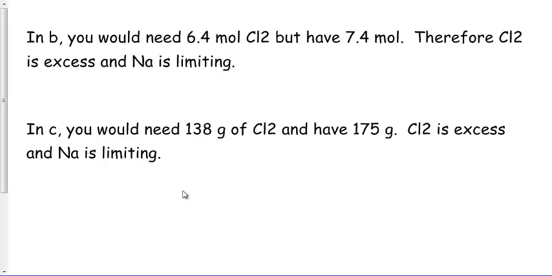In C, you would need 138 grams of chlorine, and you actually have more than that, 175 grams given in the problem. So again, chlorine is excess and sodium is limiting. If you don't understand these, try to look back through it, make sure that you're getting the right numbers. The calculations were 6.4 and 138, and you can ask questions in class tomorrow if you still can't get it.